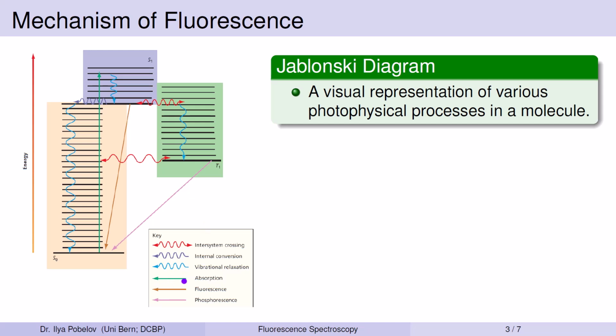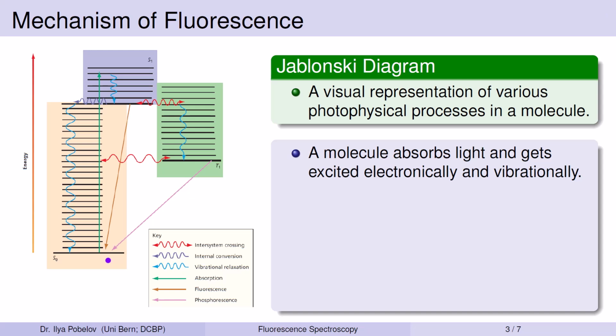The straight lines in the diagram represent radiative processes, while the wavy lines indicate non-radiative transitions. At the base, we have the ground electronic state denoted as S0. This is the state where the molecule typically resides. The first excited singlet and triplet states are denoted as S1 and T1. When a molecule absorbs light, it gets excited both electronically and vibrationally, transitioning to a higher energy electronic state S1.